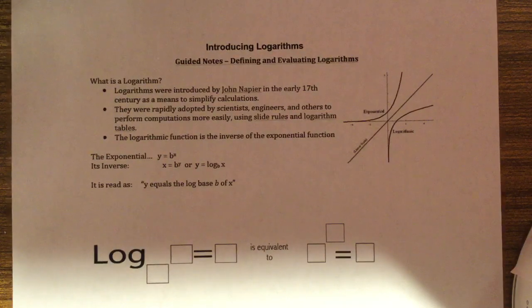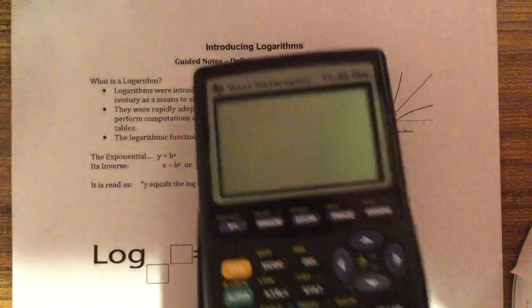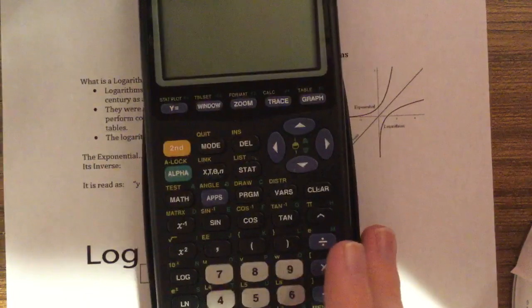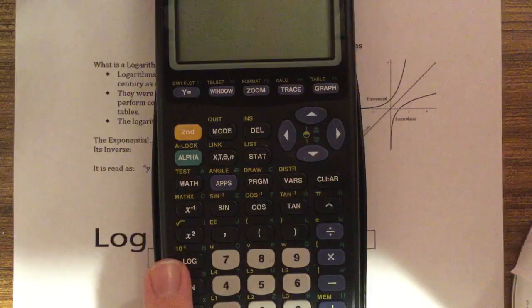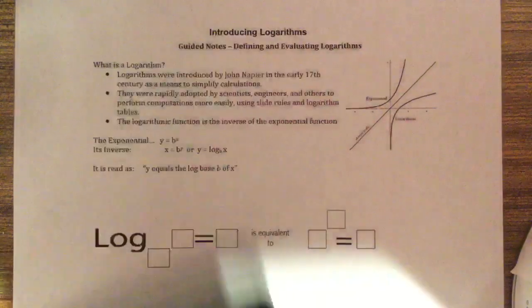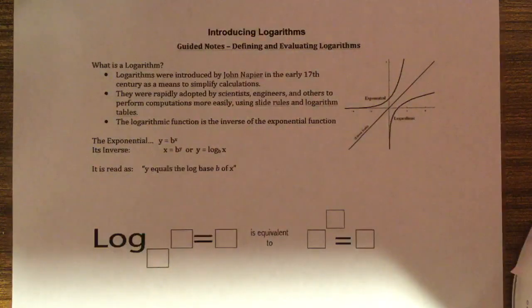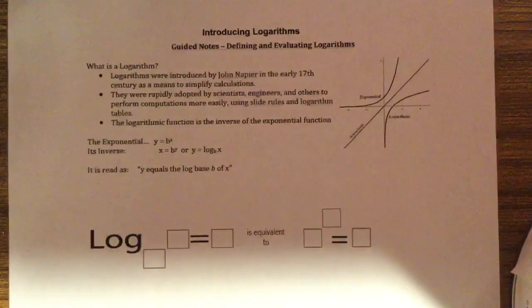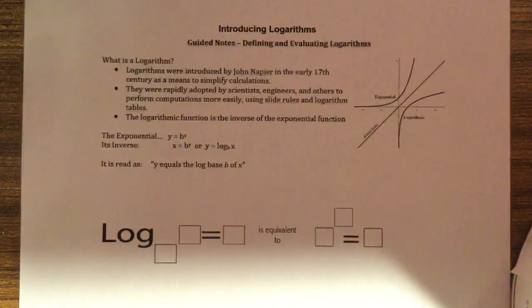They were rapidly adopted by scientists, engineers, and others to perform computations more easily, using slide rules and logarithm tables. We now, on our graphing calculators, have a button dedicated to log. However, in the early years mentioned, they used these logarithm tables to do these computations.